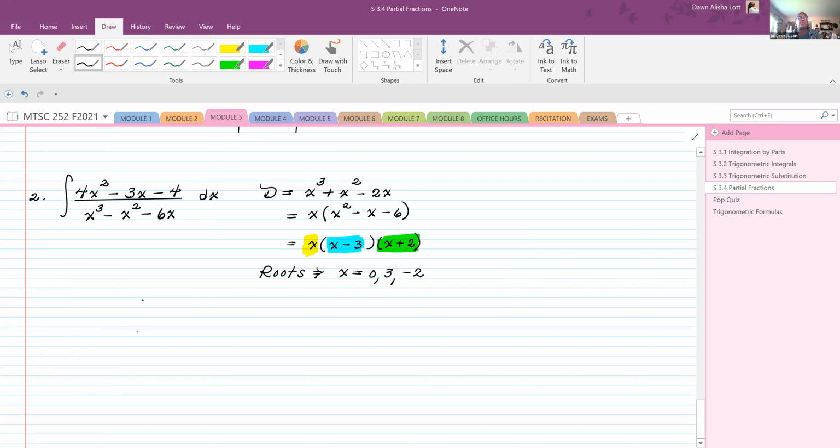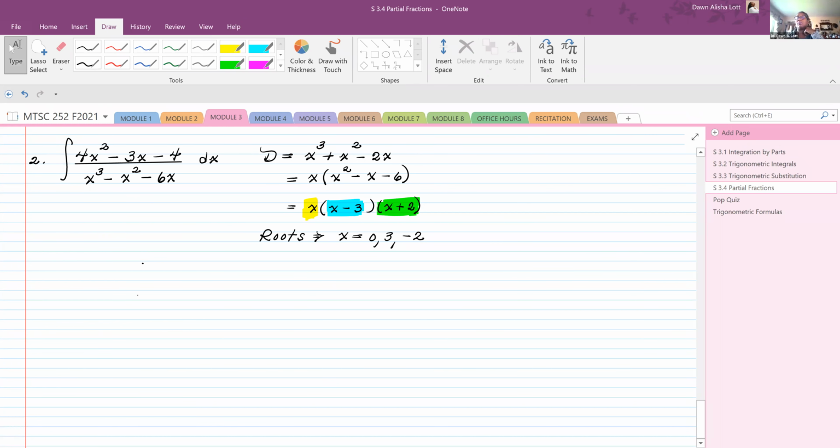Okay, everybody with me on this one. The problem looks horrible. I promise you it does. Okay, but this is an easy one, even though it looks awful. It's an easy one because the denominator is factorable into beautiful linear factors where we have 3 roots.